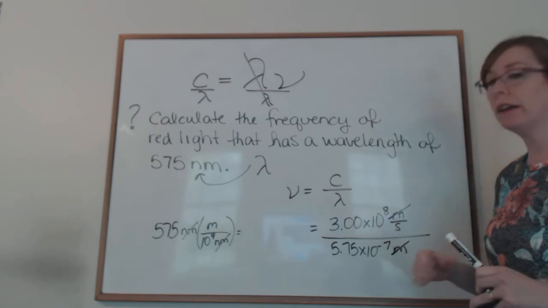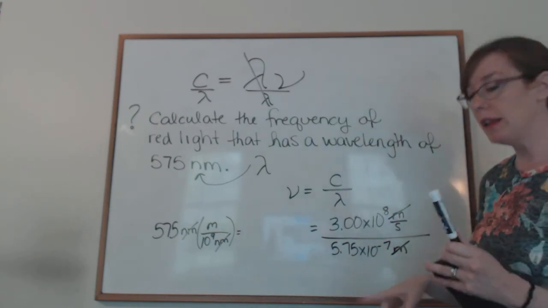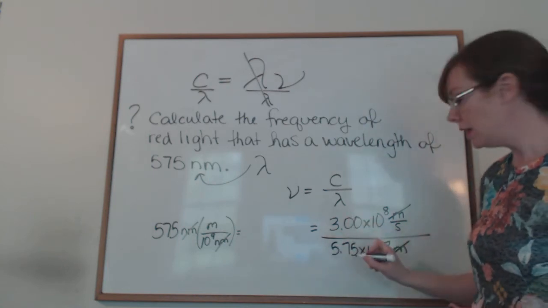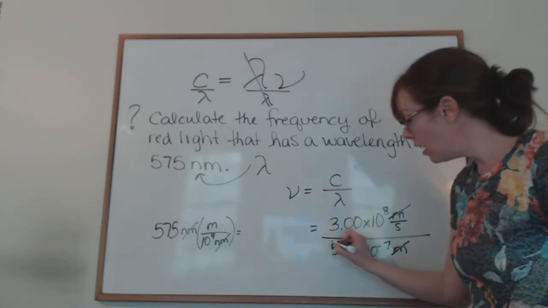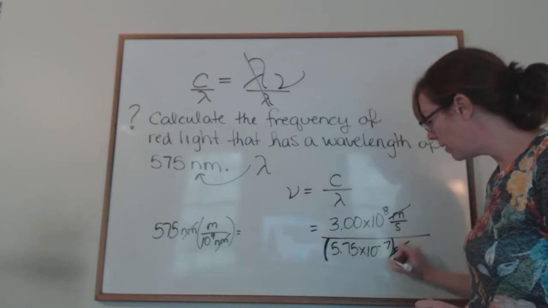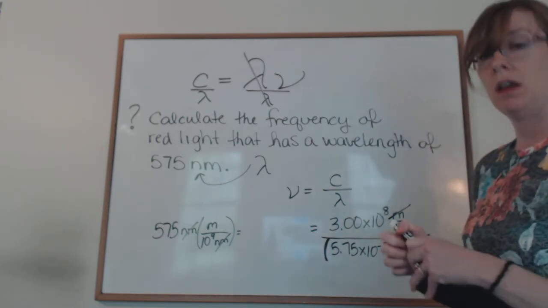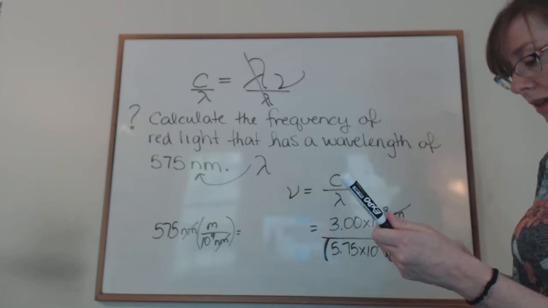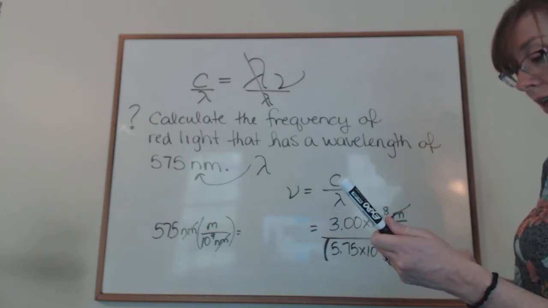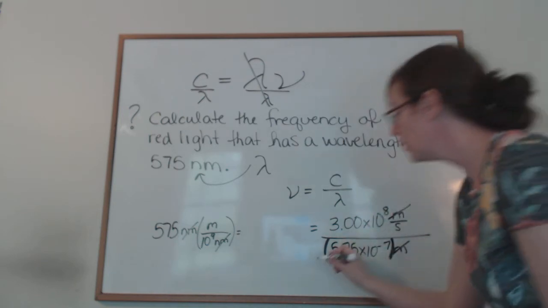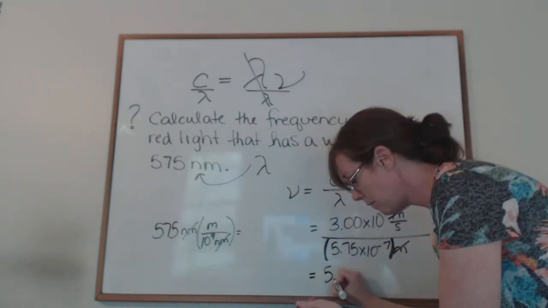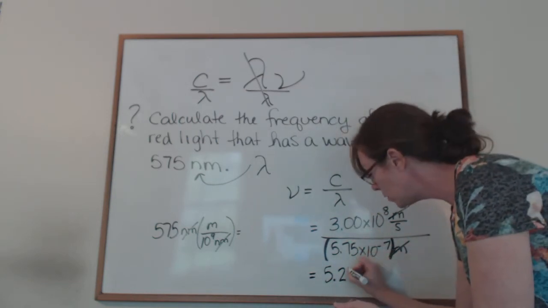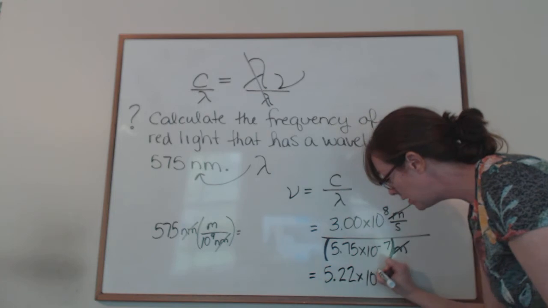Now when you go to your calculator, make sure that you enter it correctly. You might need to use parentheses to make sure you're dividing by this whole thing, especially these numbers that have scientific notation down here. If I'm dividing by them, I put the whole thing in parentheses. So 3 times 10 to the 8th divided by that wavelength should give you a frequency of 5.22, since both of these had 3 sig figs, times 10 to the 14th.